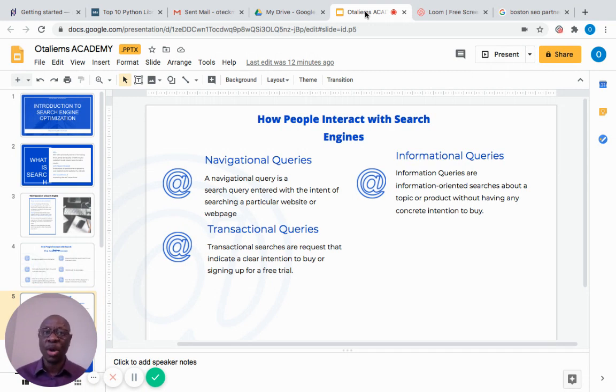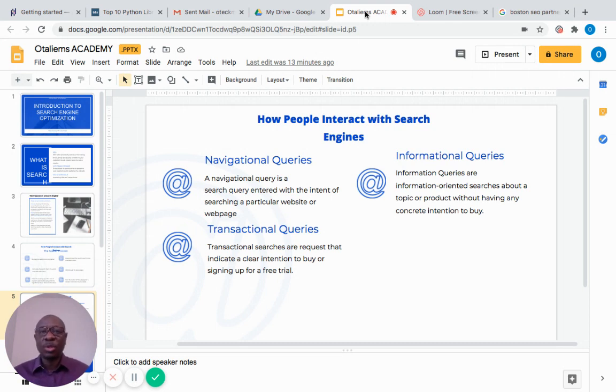So you are telling Google, another search engine, please help me with this information. It uses its algorithm to pull that information. And how are these queries classified? I'm classifying these queries into three broad areas. One, your search intent can be for navigational purposes. What does that mean? A navigational query is a search query entered with the intent of searching for a particular website.